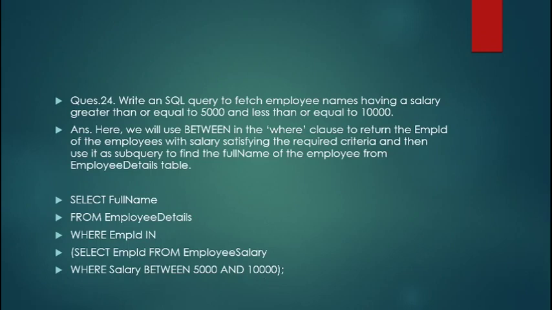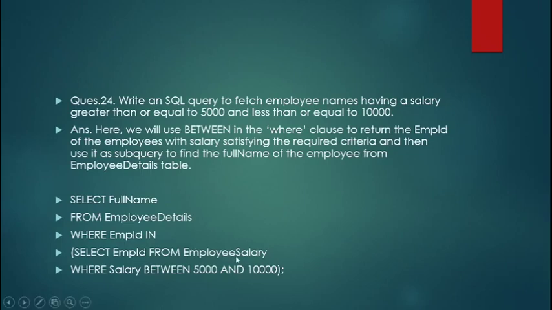As you can see, these are two different tables. The first table is employee details, the second table is employee salary. So what we are going to do here is fetch the employee ID from the employee salary table, and all those employee IDs we are taking as a filter value for the employee details table, and we will fetch the names of all the employees from the employee details table.